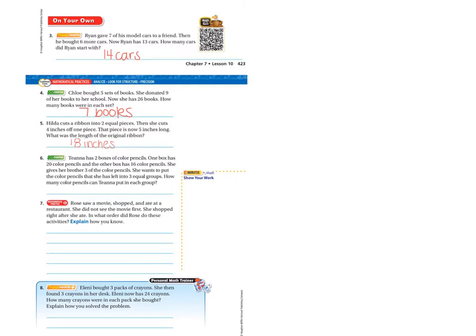So again, for number 5, very similar strategy that we've been using, we are working backwards. So we are going to start with 5 inches. If Hilda cut off 4 inches, we want to add those 4 inches back on. So we are going to add 4 inches to our 5 inches. 5 plus 4 equals 9. So we know that one of the pieces is 9 inches.